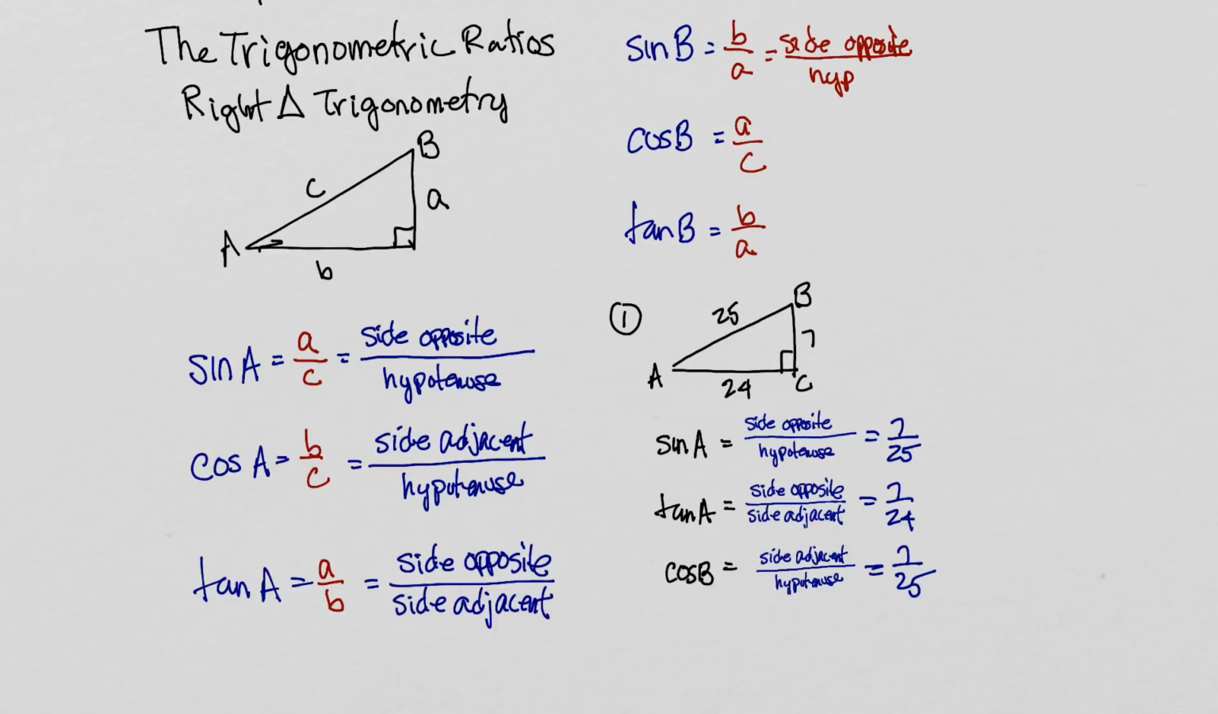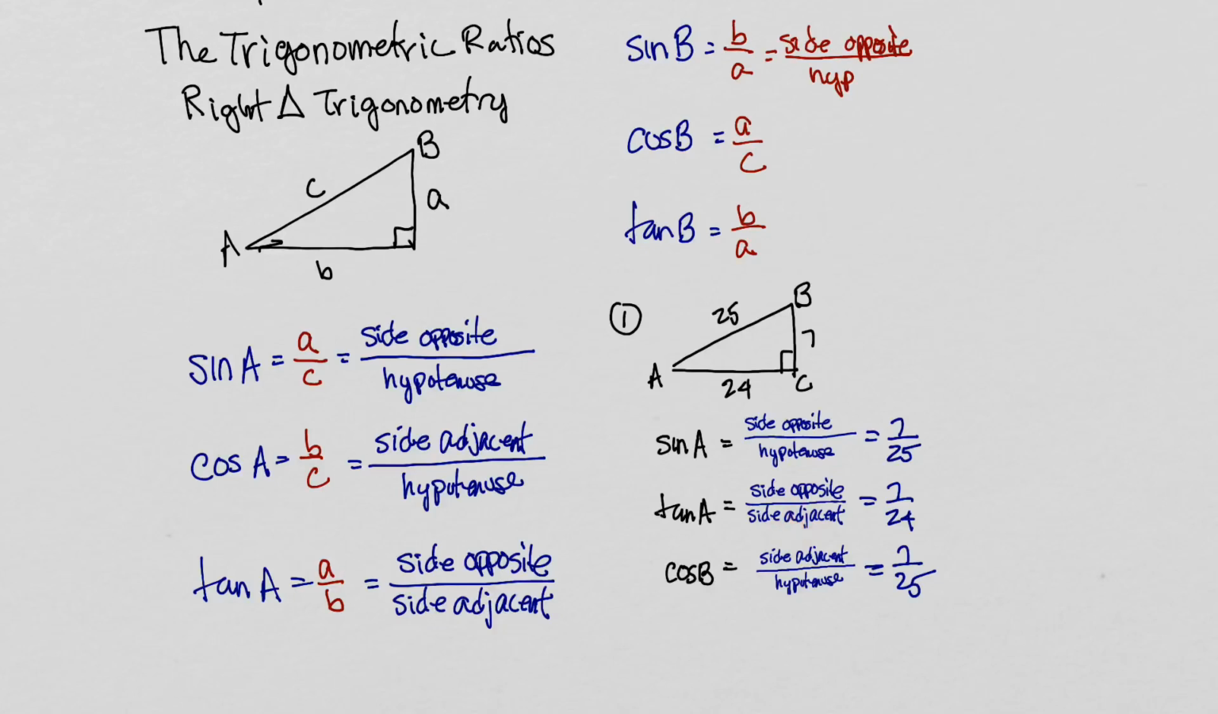Okay, so in problem number 1, we're given this triangle, and I went ahead and computed these, but let's go through it. So we're given this triangle here. Now what we want is the sine of A. So locate yourself at angle A. Now the sine is opposite over hypotenuse. So you're here at A, the opposite is 7, hypotenuse is 25. So the sine is going to be 7 over 25. Now what about the tangent? We want the tangent of A.